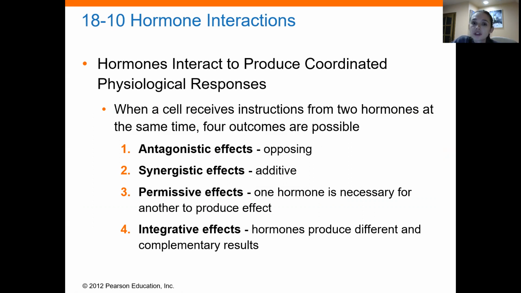Now let's go on to hormone interaction. Hormones interact to produce coordinated physiological responses. When the cell receives instruction from two hormones at the same time, four outcomes are possible: antagonistic effect, which is opposing; synergistic effect, which is additive. Permissive effect, when one hormone is necessary for another to produce its effect. Integrative effect, when the hormones produce different and complementary results.